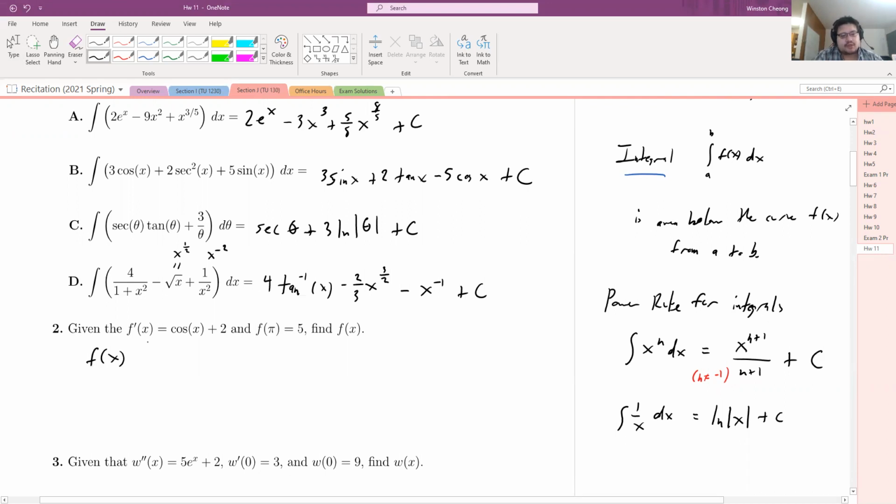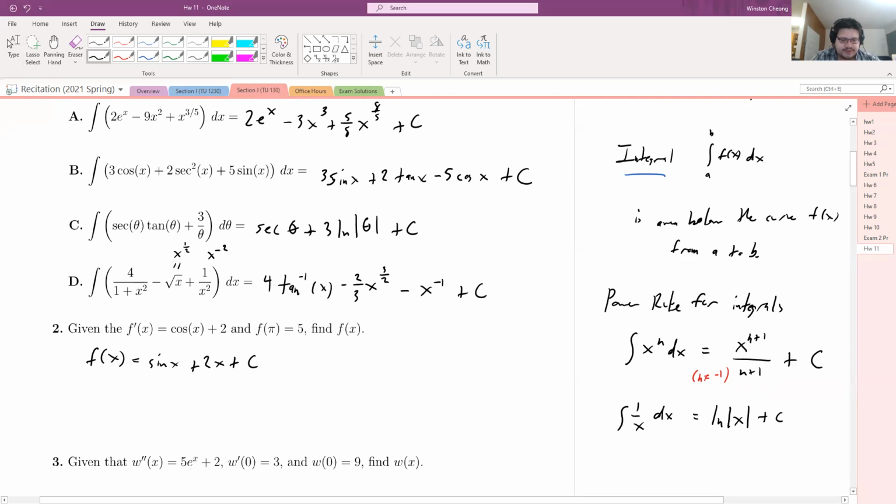So for number 2, what we're supposed to do is integrate this f prime function in order to figure out just f of x, right? Integrate it or find the antiderivative. They mean the same thing. So when we integrate this, we get sine of x plus 2x plus c. Okay, now we use this condition.